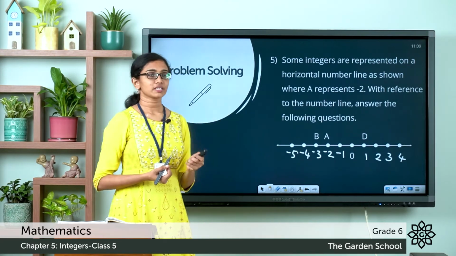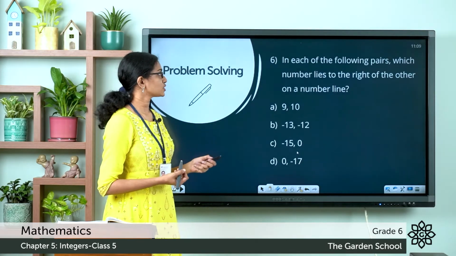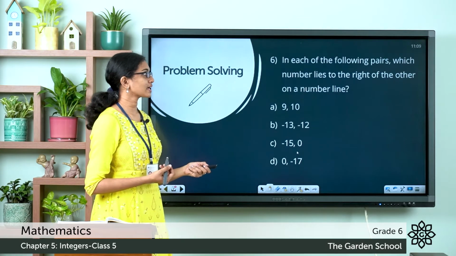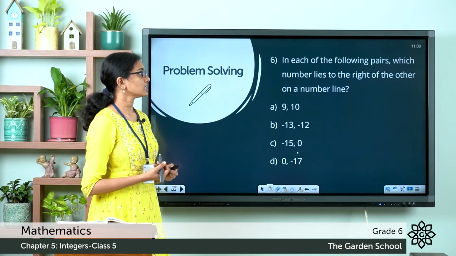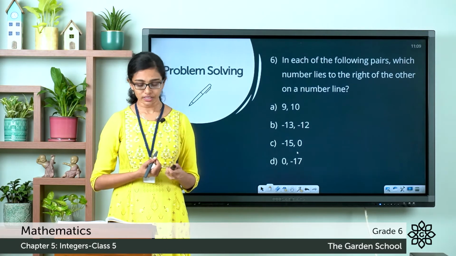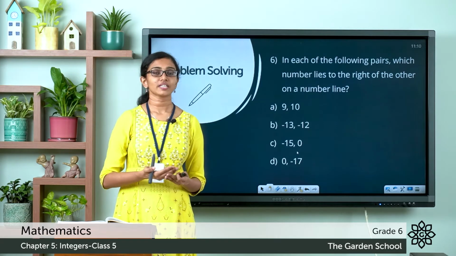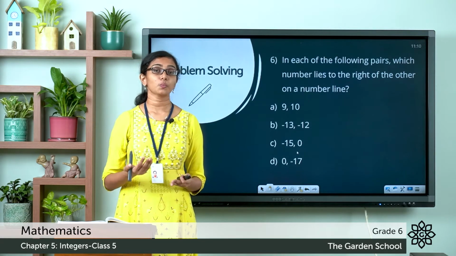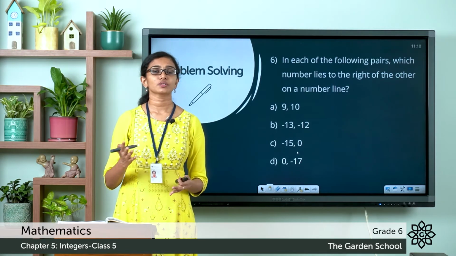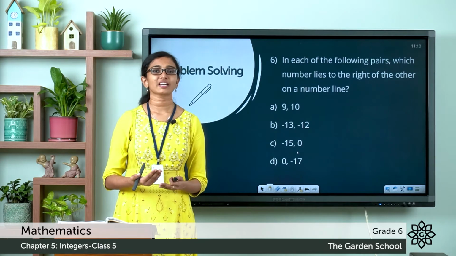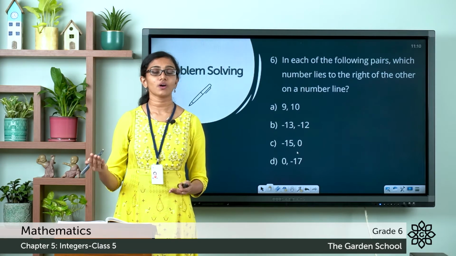So let's discuss question number 6 now. It says in each of the following pairs, which number lies to the right of the other on a number line? So what is the first pair here? 9 and 10. So if you take the pair 9 and 10, which number would lie to the right? The numbers which are greater lie to the right on a number line.